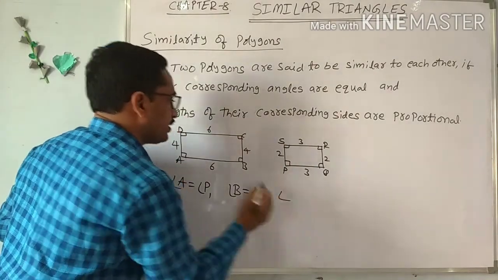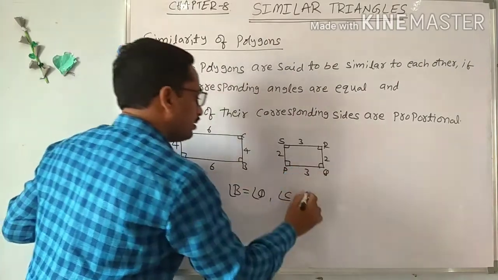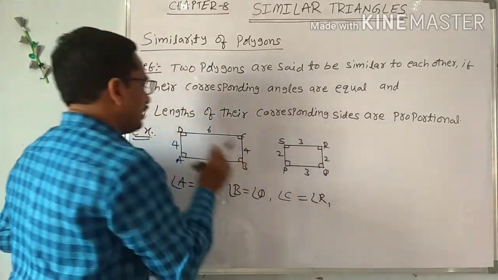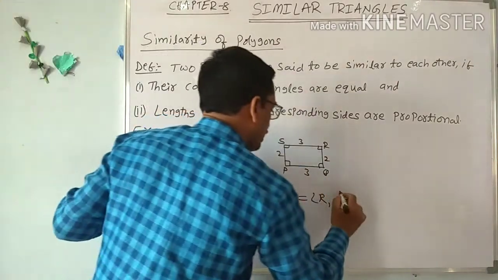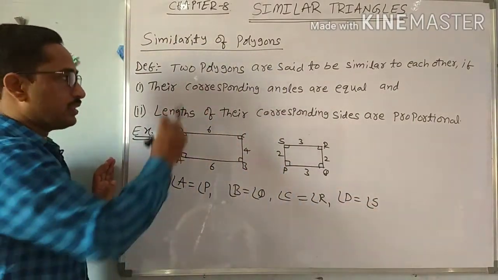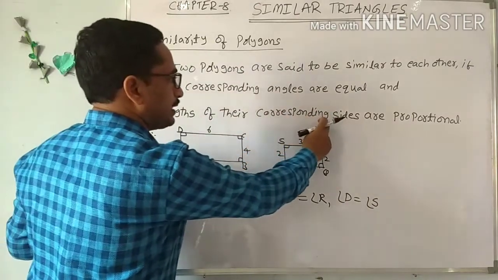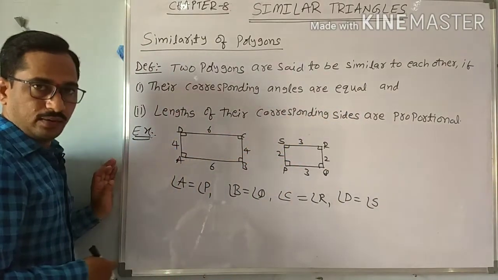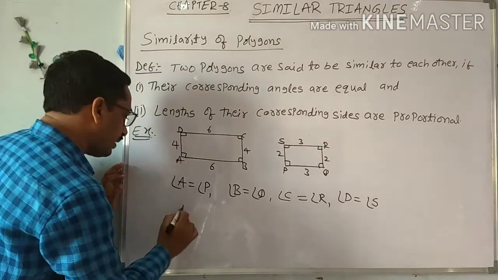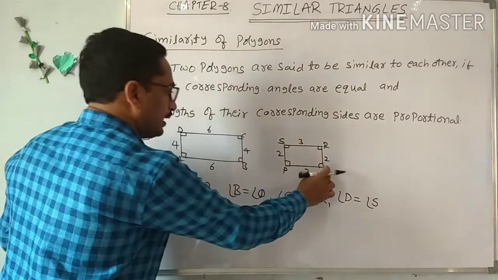Next, in the first rectangle, angle C is equal to angle R, and next, angle D is equal to angle S. Now the corresponding angles are equal. The first condition is satisfied. Next, the lengths of their corresponding sides are proportional. So what is the meaning of proportional? See here, I am writing like this: AB, the length AB by length PQ.